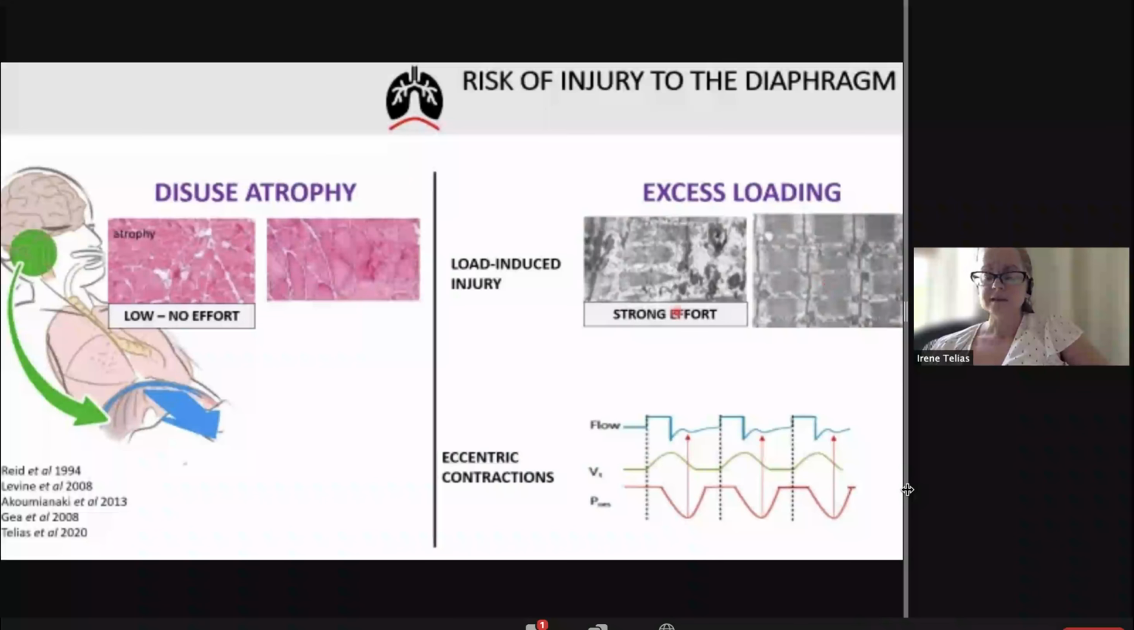And then the other thing is that when the strong efforts are asynchronous, so this is flow, tidal volume, and this is a representative trace graph of esophageal pressure. So what happens in the pleural space, when the effort starts during expiration, this is the expiratory phase, the diaphragm contracts while it's lengthening, when it's going up. So that can potentially generate more injury to the diaphragm than normal concentric contraction, okay? So that's the risk of injury to the diaphragm.